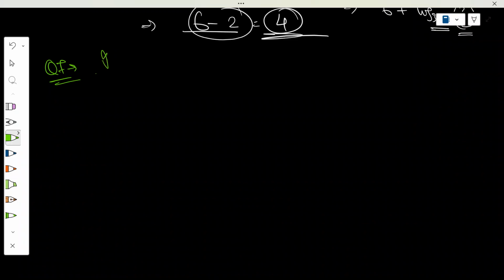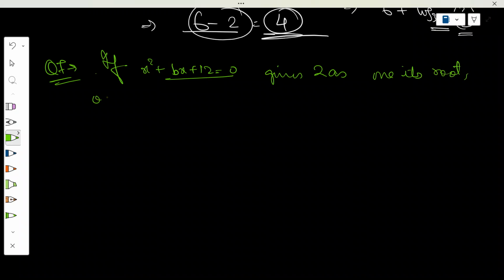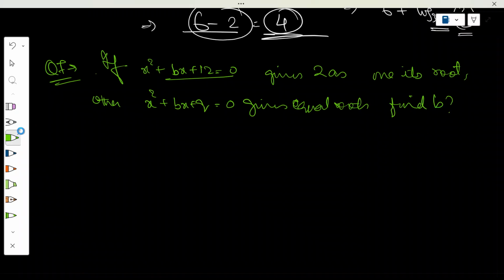So question number 7 is, if we are given that we have an equation equal to 0, which gives 2 as one of its roots. Also we are given another equation, bx plus q, which gives equal roots. So we have to find the value of b.